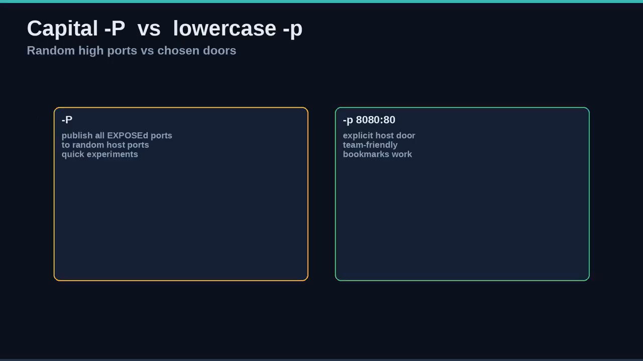There is one more publish style worth knowing. -P tells Docker to publish every exposed port to a random high-numbered port on the host. Handy for quick experiments, harder to remember for bookmarks and demos. Most of the time, you will prefer lowercase "p" with an explicit host port, so teammates always know which door to knock on. Either way, the principle holds. Exposure documents intent, publication creates the path.